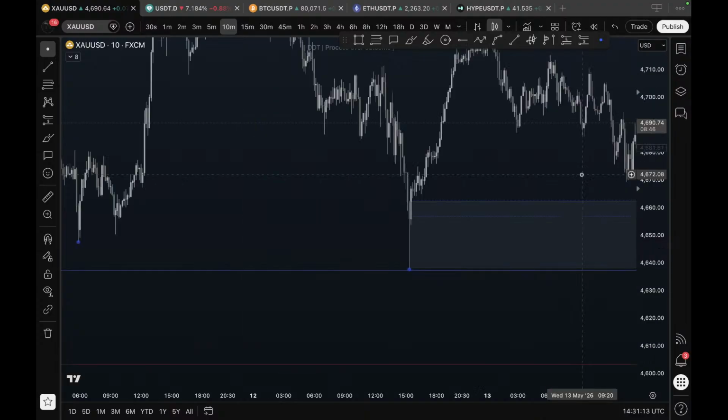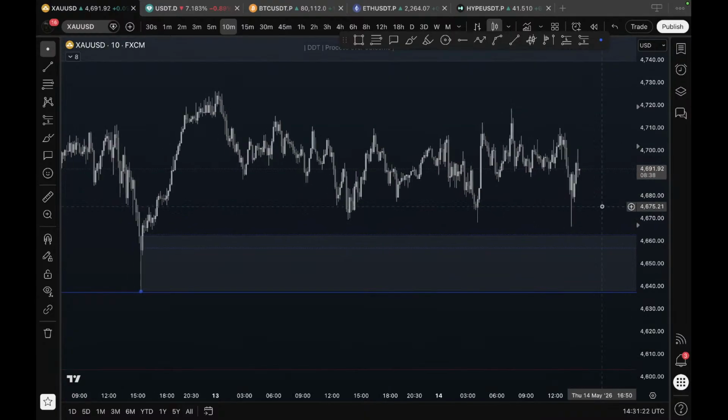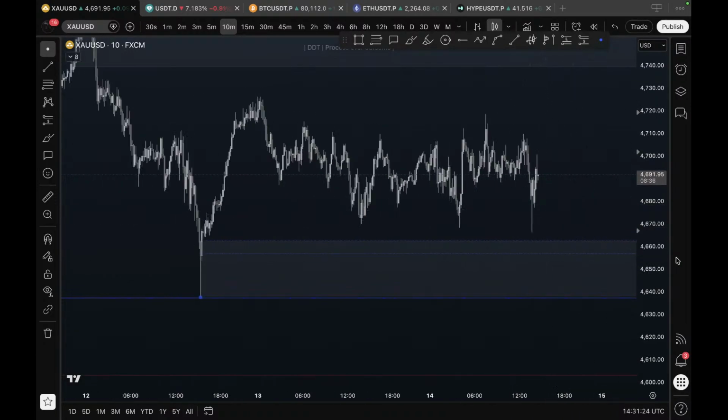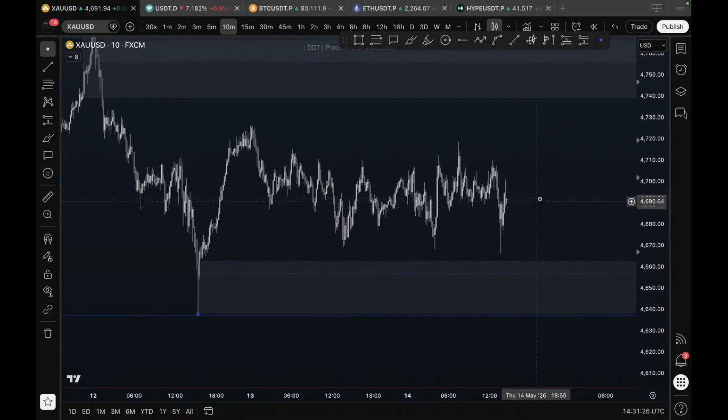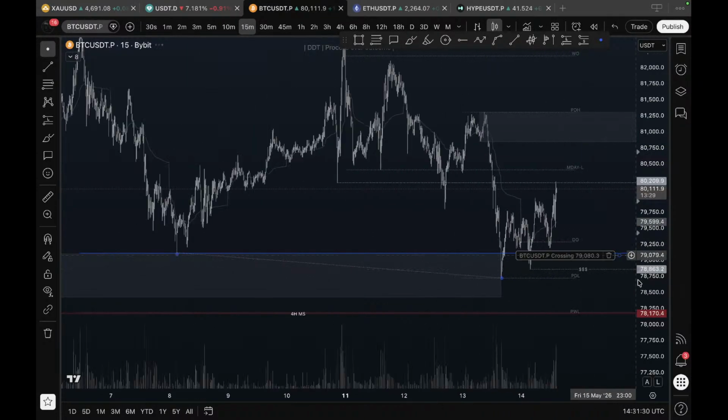So let's see if we get that, and then, oh, it's already Thursday, of course. So tomorrow is Friday, and then I dare to bet we get the entry tomorrow, late New York session, into the weekend, as usual. Yeah, probably.